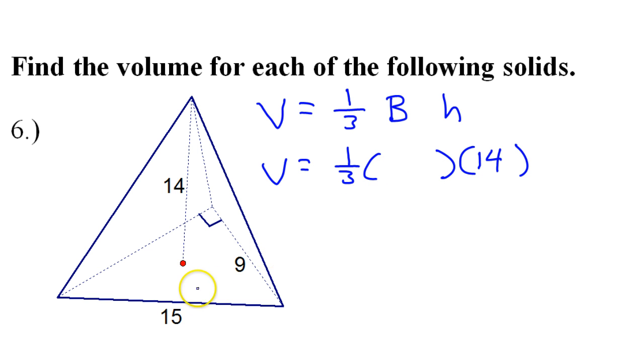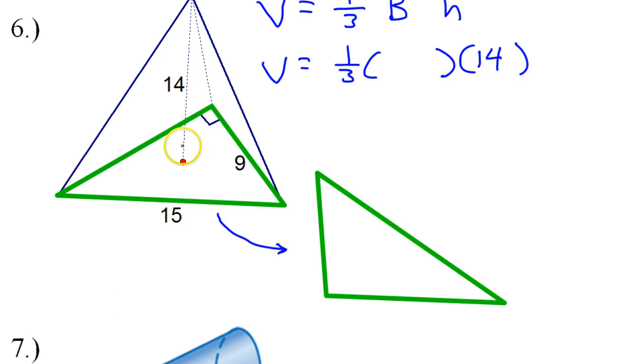Now the base of this pyramid is a triangle. It's this triangle at the bottom. Let me highlight that in green. This triangle is the base, so this is what we need to find the area of. Now I'm just going to rotate this and put the picture off to the side. It makes it easier to calculate the area if we set this up in a way that we're used to. All I've done is rotate this image around.